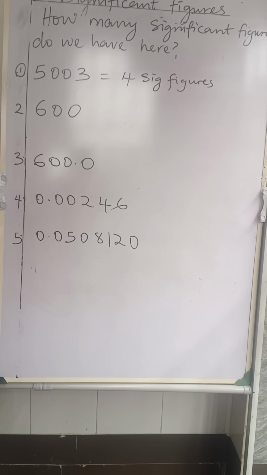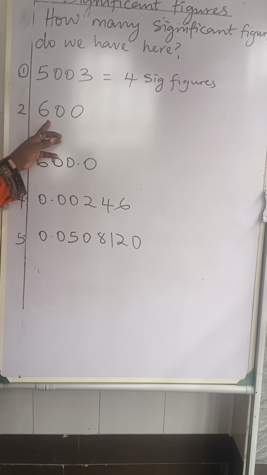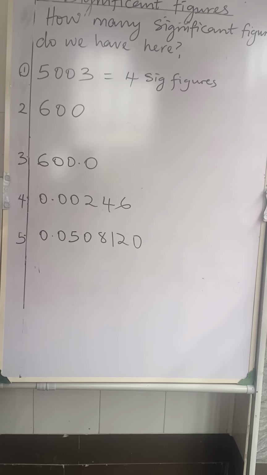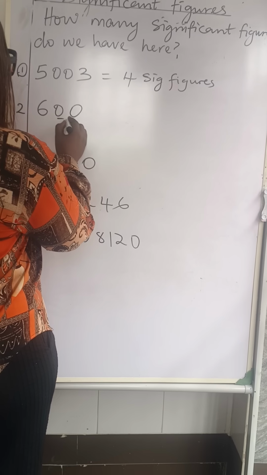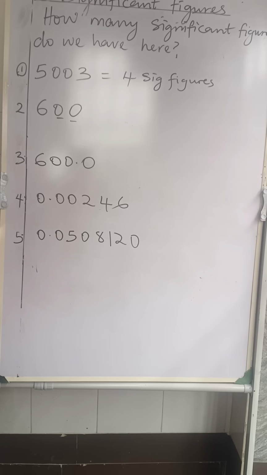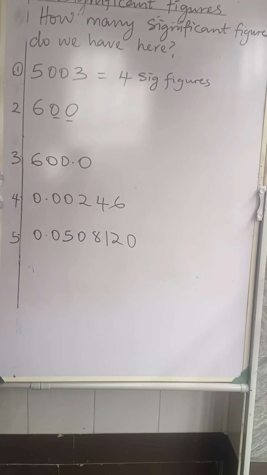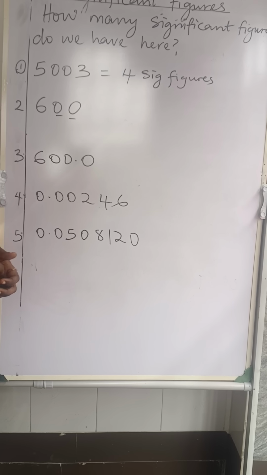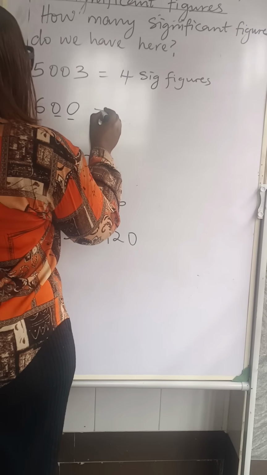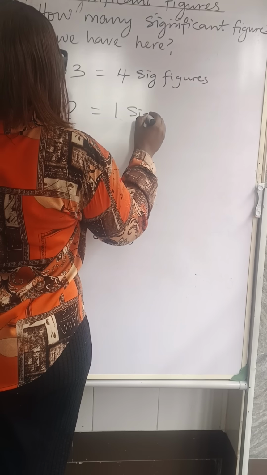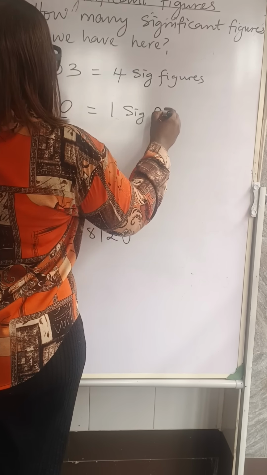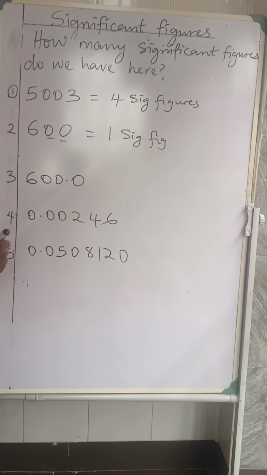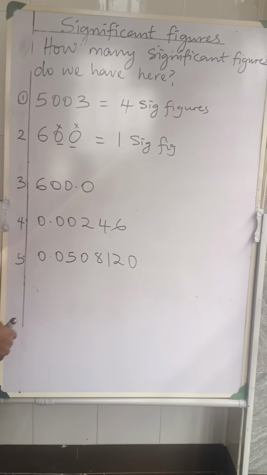Let's look at number 2. How many significant figures are in number 2? It is only 1. Why? These are not counted. They are trailing zeros. We call them what? Trailing zeros. They are not counted. The reason is because there is no decimal. So we have just 1 significant figure here. The trailing zeros are not counted.